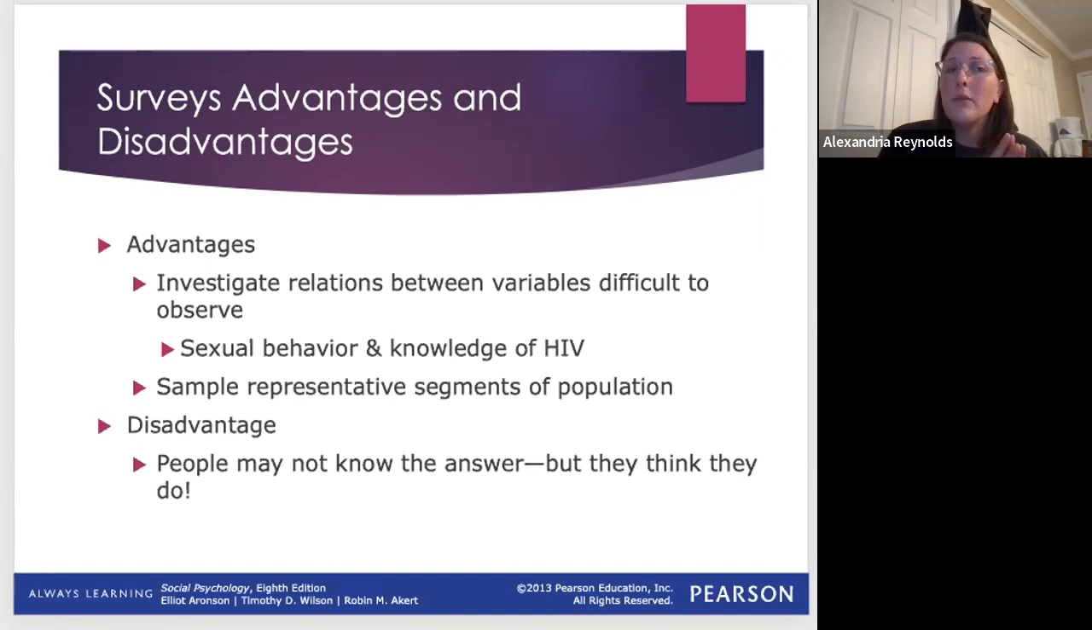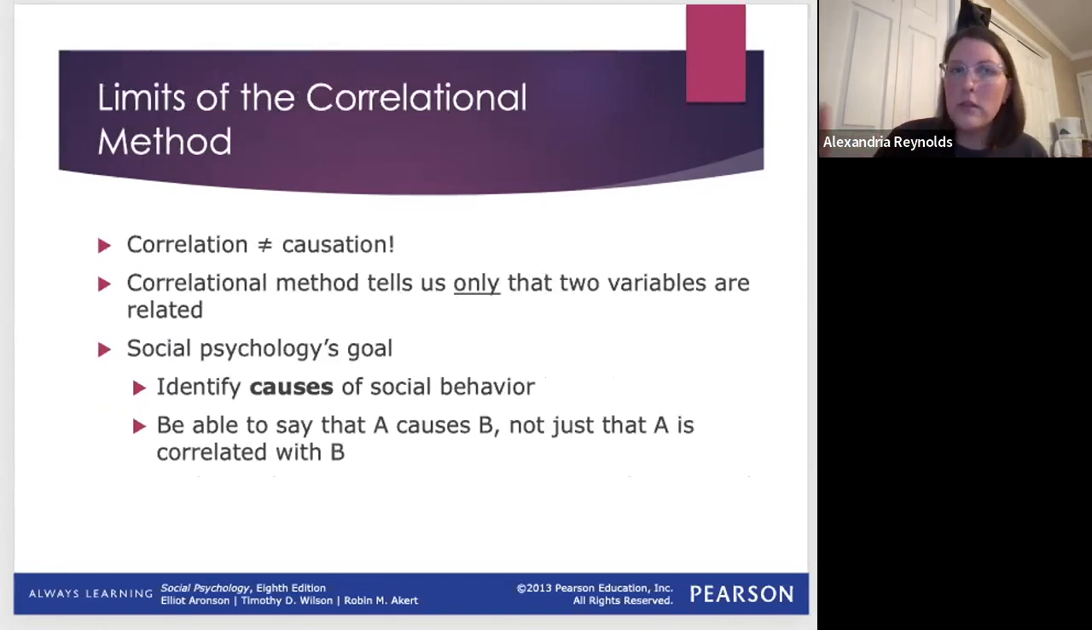Another issue is that sometimes people don't know the answer, but they think they know, and they're wrong. Or we try to predict how we're going to behave, but sometimes it doesn't actually happen the way that we think it would. It's hard to get around that, but these are definitely disadvantages.